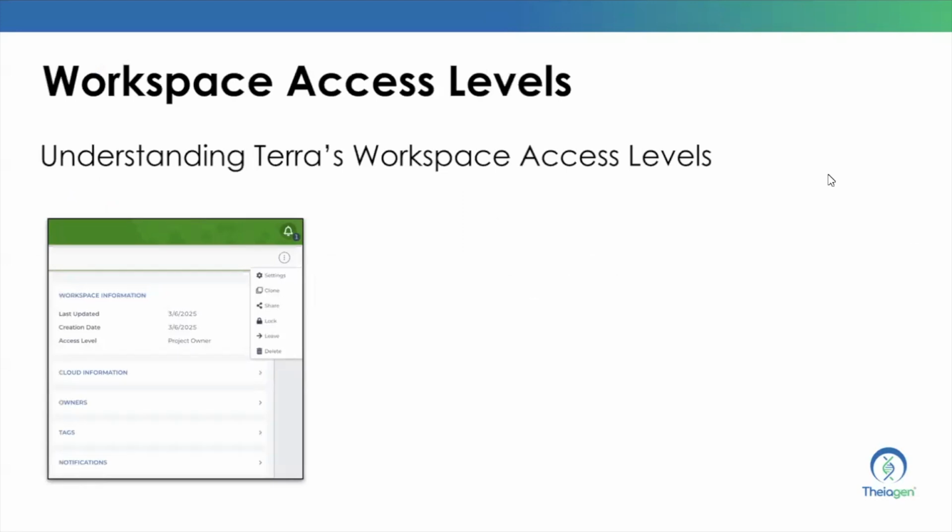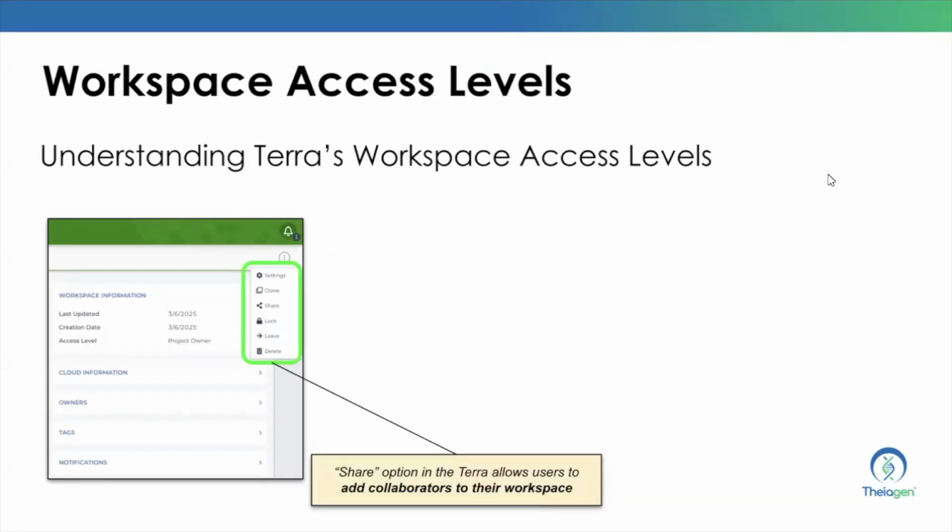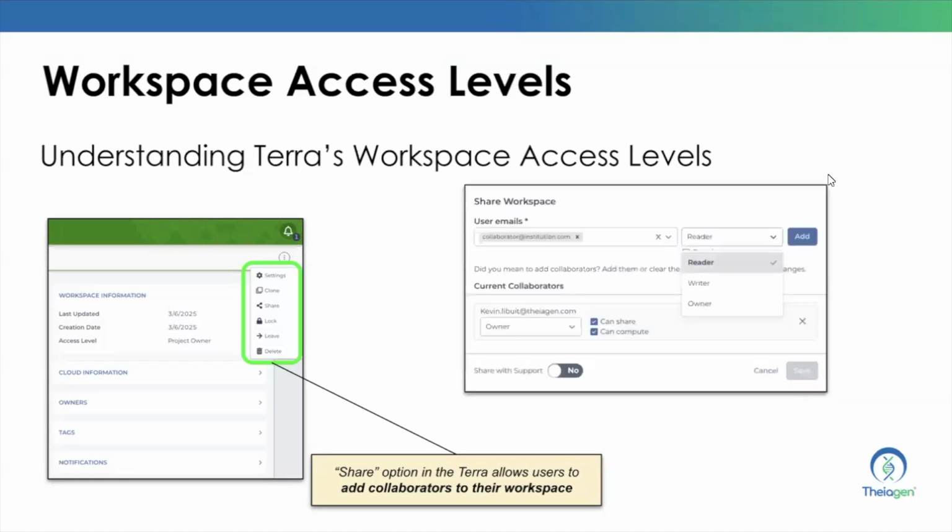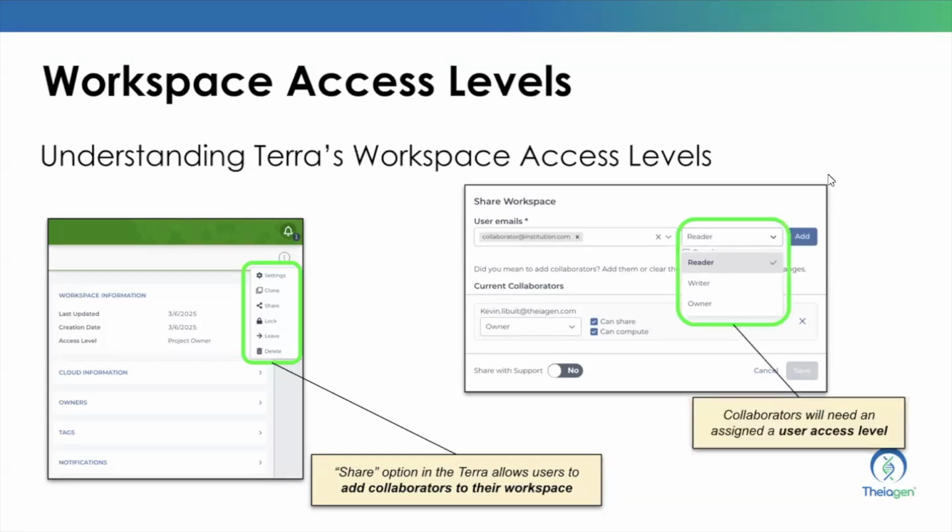Workspace access can be modified by selecting the Share option in the Terra menu. This will allow users to add collaborators to their workspace. Once this is selected, a new pop-up window will appear. And from here, users can add collaborators to their workspace. And there will be a drop-down menu to indicate the access level for each collaborator. And you'll see that there are three different user access levels: reader, writer, and owner.